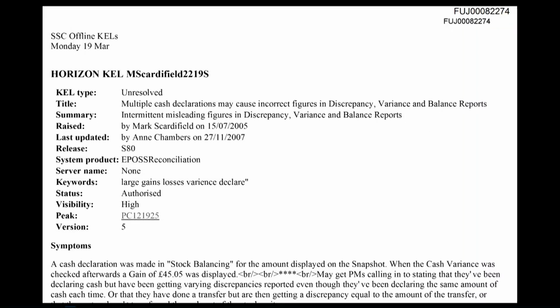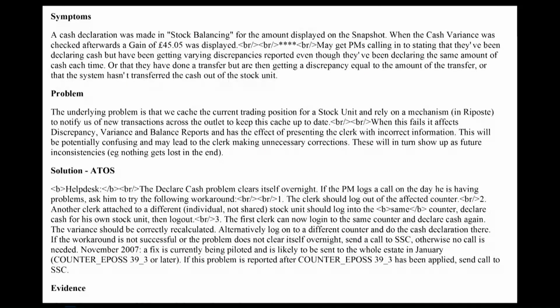And this is a KEL titled Multiple Cash Declarations May Cause Incorrect Figures in Discrepancy, Variance and Balance Reports. It was raised, you'll see, by Mark Scardifield on the 15th of July 2005 and was last updated by you on the 27th of November 2007. If we look at the symptoms, please.